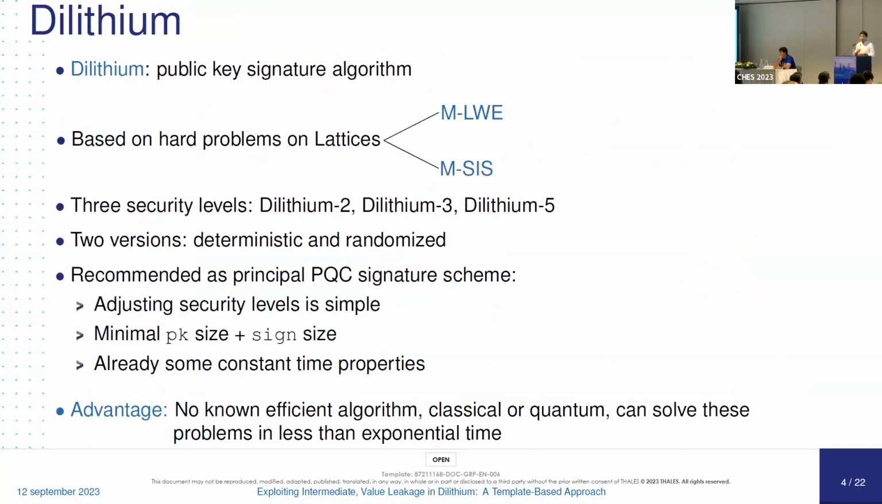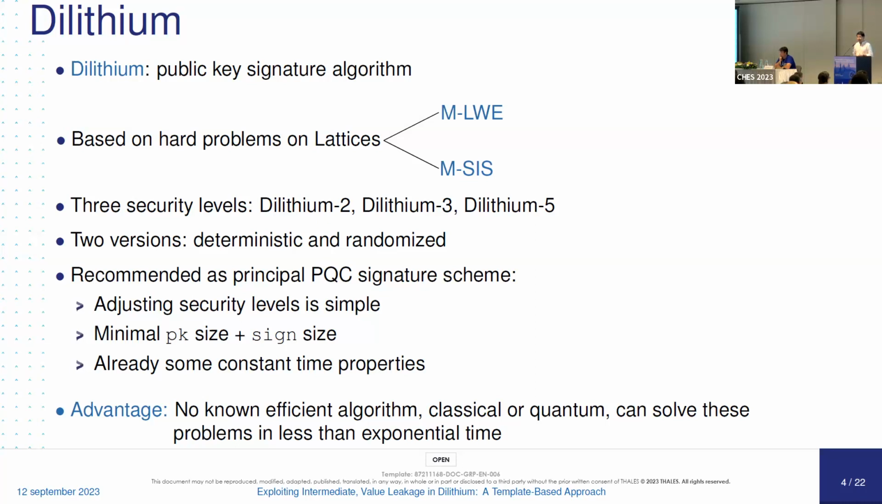Dilithium is a public key signature algorithm. It is based on two hard problems over structured lattices: module learning with error and module short integer solution. It has 3 different security levels, as well as 2 different versions, one deterministic and one randomized. It was designed with a few points in mind. First, it is very easy to adjust its security levels. It was also designed with the goal to minimize the combined size of the public key and the signature compared to other PQC signature schemes.